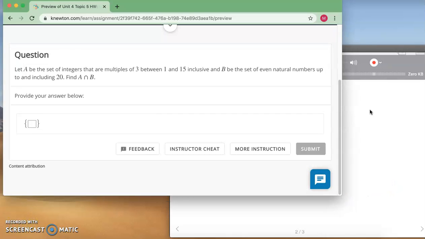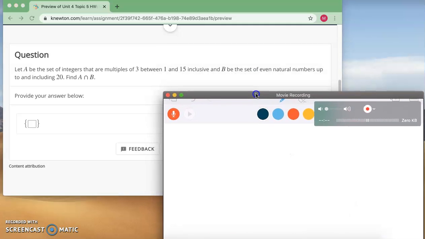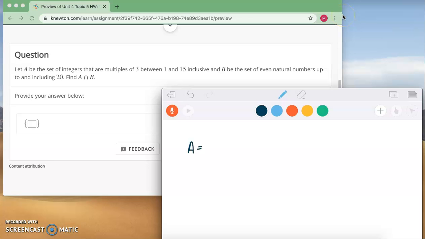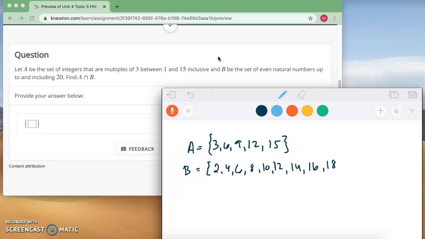All right, let's see another example. Let A be the set of integers that are multiples of 3 between 1 and 15 inclusive. That means that if 1 and 15 fit that multiple of 3, then they're included in the set. And B is the set of even natural numbers up to and including 20. So let's start with defining A real quick. A is all the multiples of 3 between 1 and 15 inclusive. Now 1 is not a multiple of 3, so we're going to start with 3, 6, 9, 12. And since it says inclusive and it said 1 to 15, we include 15. So that's our set A. Set B, the even natural numbers up to and including 20. So again, we're going to start with 2, 4, 6, 8, 10, 12, 14, 16, 18, and it says including 20.